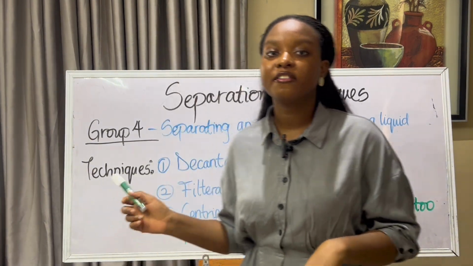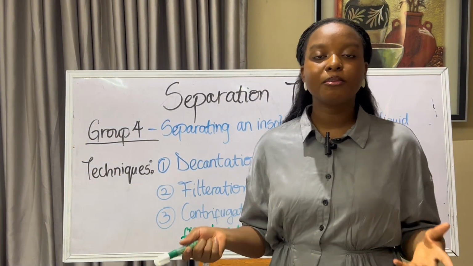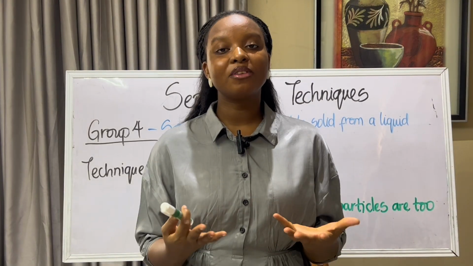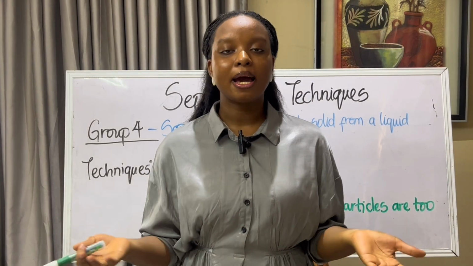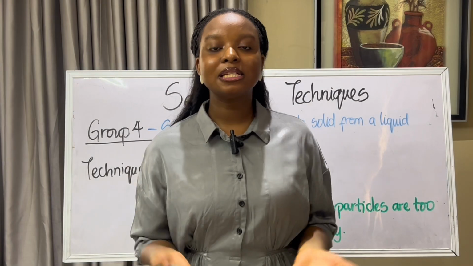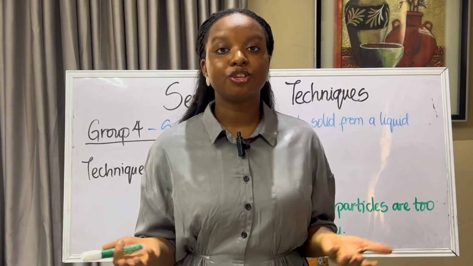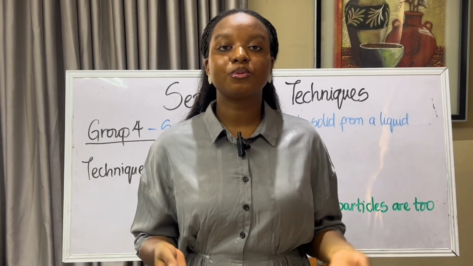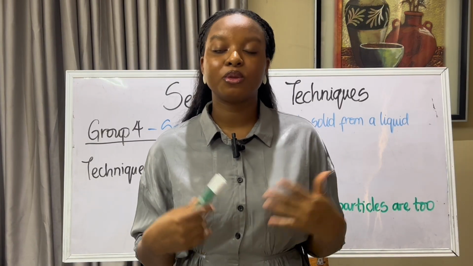Number 2, filtration. This is the most common method in this group. When we have a mixture of an insoluble solid and a liquid, this mixture is poured into a filter paper which is in a funnel. The liquid that passes through this filter paper is called the filtrate, and the solid that is left behind is called the residue. This technique is applied in industrial water treatment where solids are separated from water so that the water can be pure.